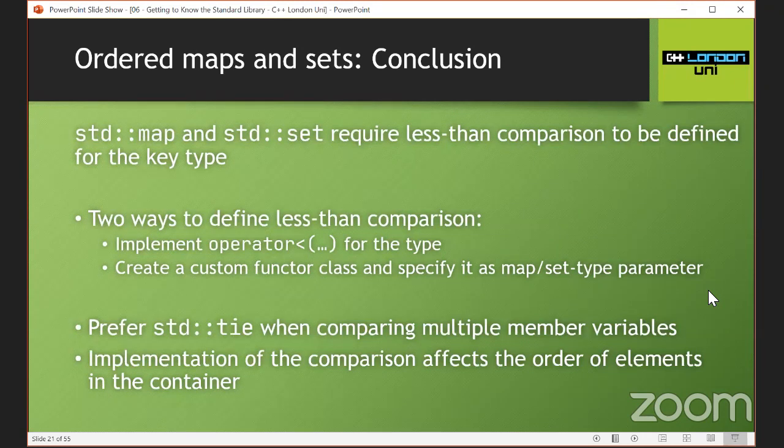And these are the basics which we need to know about the map. We only need to define less than comparison, nothing else. Good question, John. That's the only piece of work you need to do. I showed you two ways. One is overloading the operator less. Another one is you can create a custom functor and specify it as the parameter of the map type or the set type. And std::tie comes in handy when you have multiple members which you need to put into comparison.